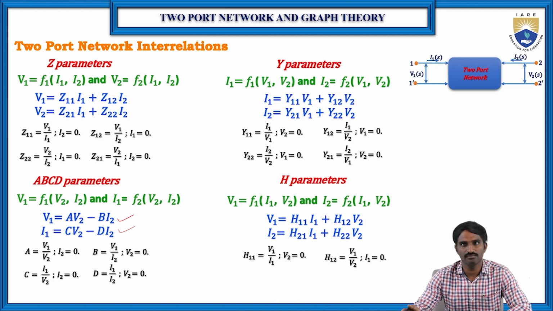Then similarly the H parameters. For the H parameters, the input side we make open circuit, and the output side we make short circuit. In this way we can find the H parameters also.